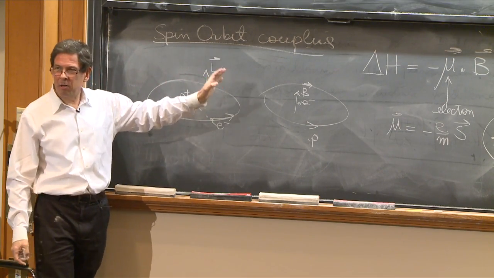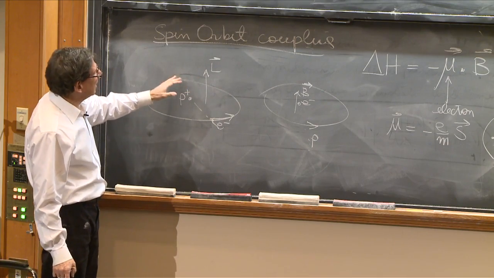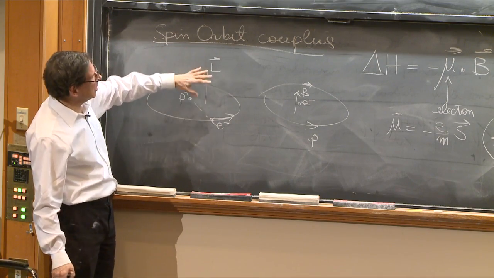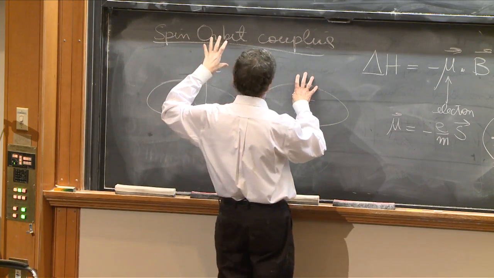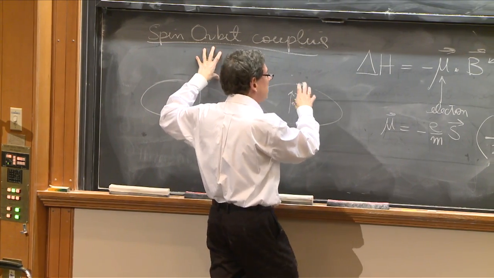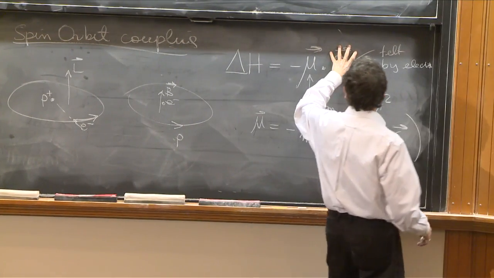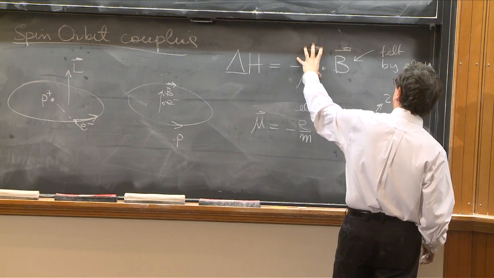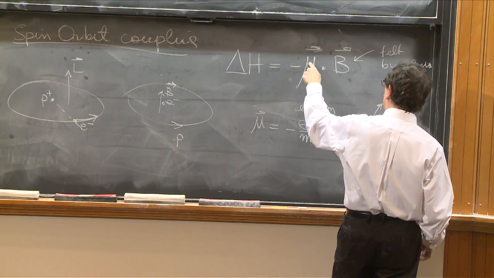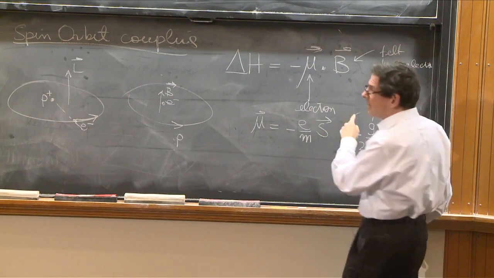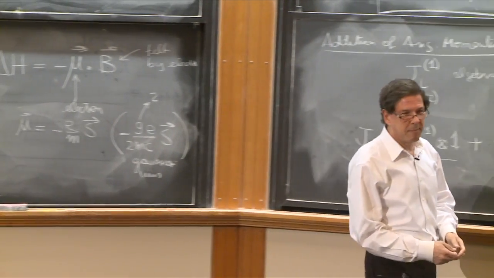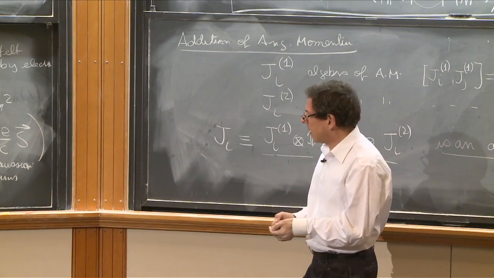So the whole point of this thing is that somehow this magnetic field is proportional to the angular momentum, and then L will come here, and here you have S. So you have L dot S. That's the coupling, the fine structure coupling.